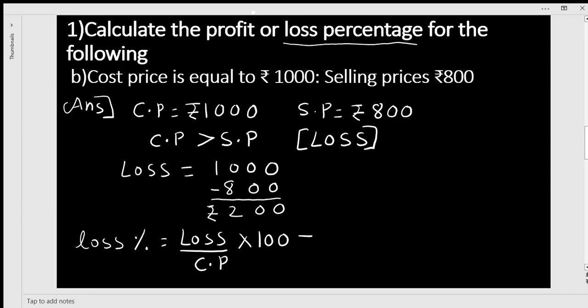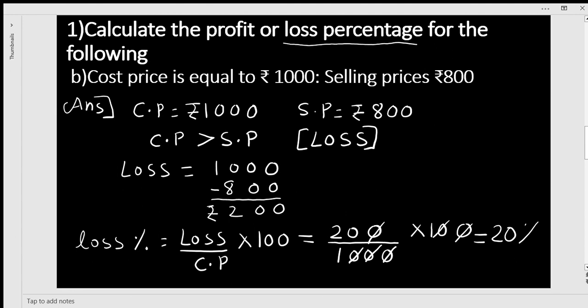Fine, students. So let us substitute the values. Loss is rupees 200. What is cost price? Cost price is rupees 1000 into 100. So let us see. 0 gets cancelled, and this. The calculation is easy. So we got 20%. But 20% what? 20% loss. So loss percentage is 20.